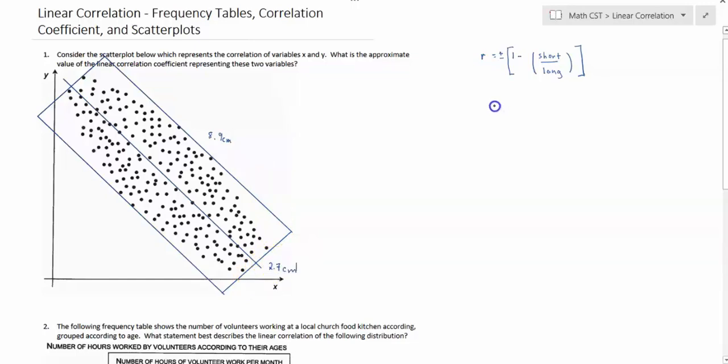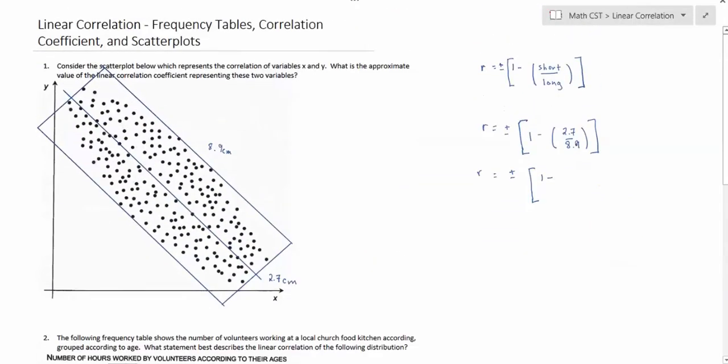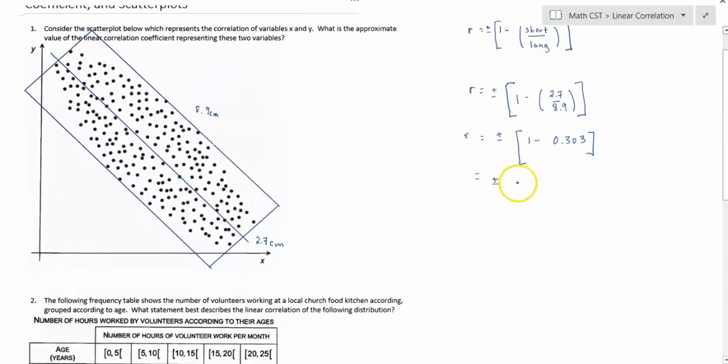So let's determine our correlation coefficient using our formula. Now I'm going to just leave that plus minus out here, and we'll make a decision about that later. But what I can do is put the short side and the long side in. So I've got 2.7 over 8.9. I'm going to close that up. Now do brackets first. 2.7 divided by 8.9 is 0.303, so I'm just going to put that in there. And I get an answer that's plus or minus, I'm going to do 1 minus my answer now, 0.6966. So usually we only need two decimal places for this on our question. So I could say it's approximately 0.70. Now I'm going to leave that plus minus alone because I want us to look at the plot.